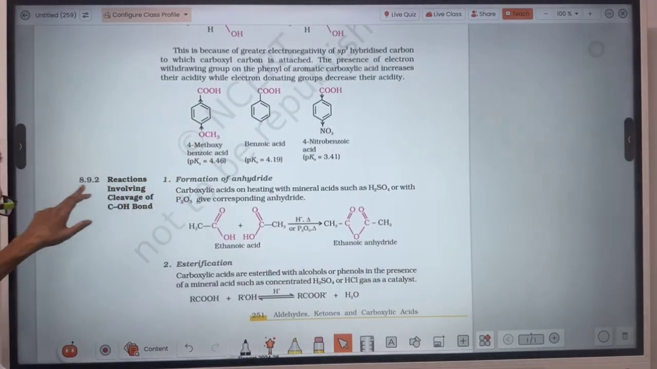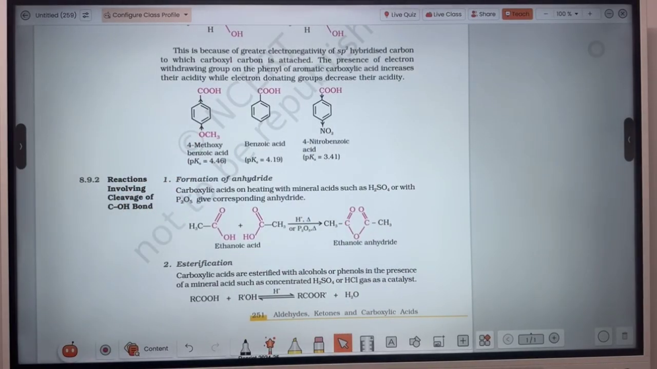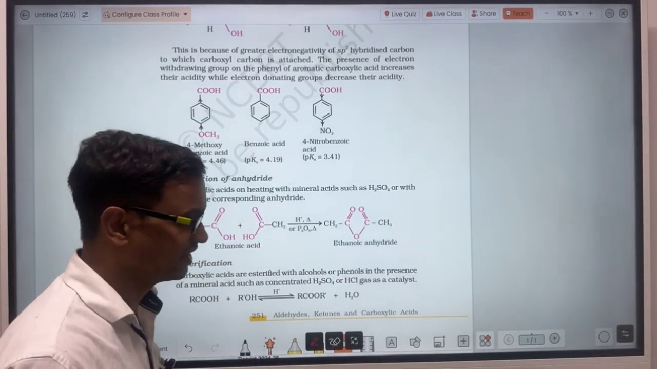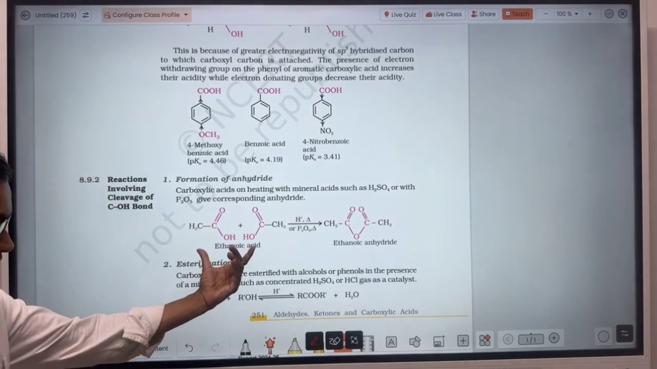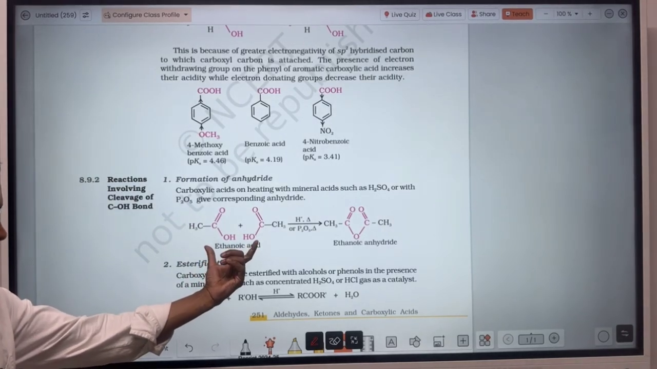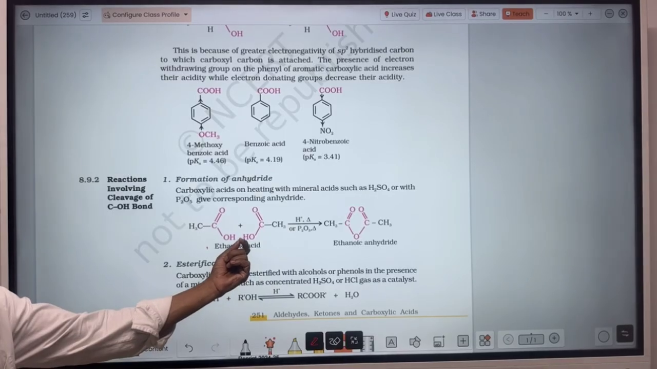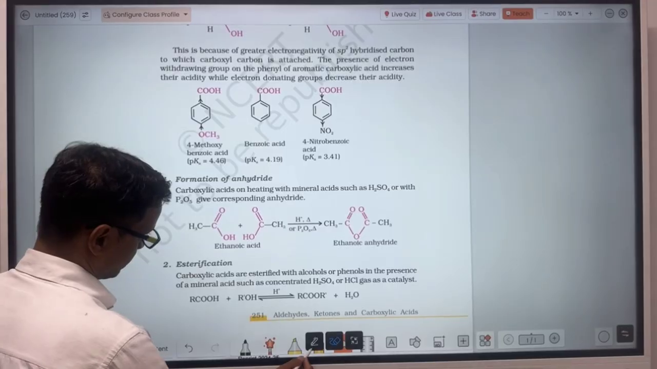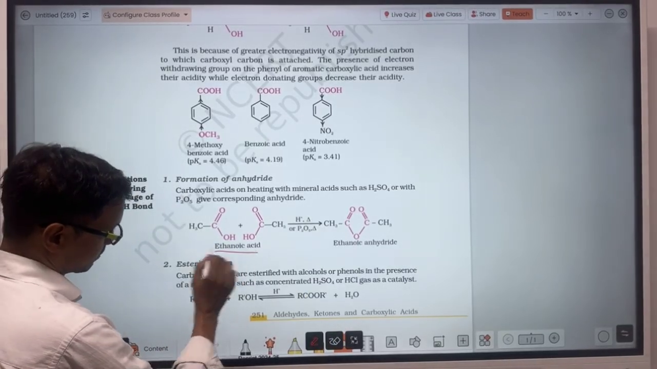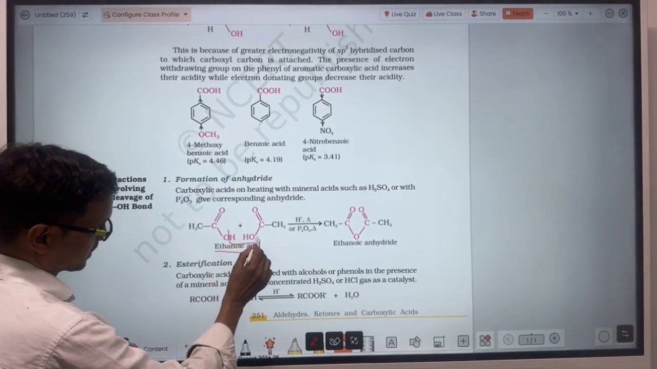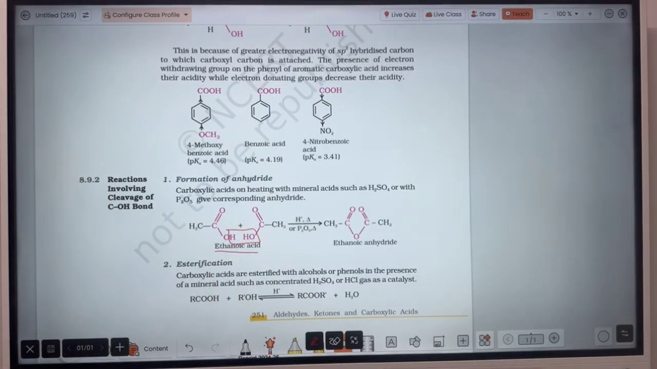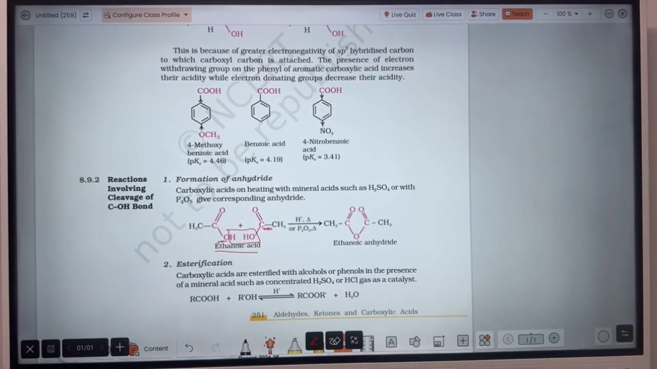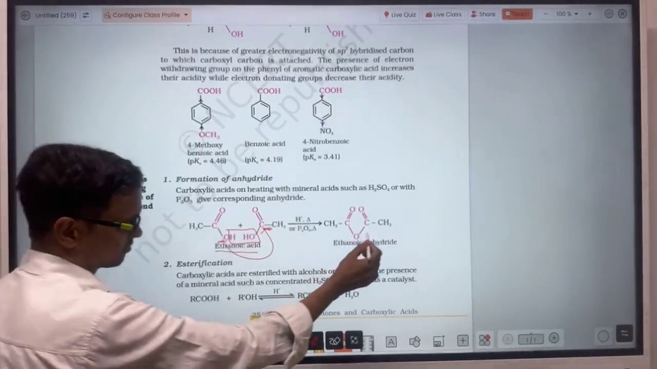Now here reactions involving cleavage of carbon OH bond. So first one is formation of anhydride. A number of times I was telling that when the two carboxylic acid molecules combine, and during that course water will release, there will be formation of acid anhydride. Let's see here. Hydrogen of one carboxylic acid will combine with another OH, form H2O. So valency of this carbon atom become destabilized, and that of this oxygen will become destabilized. So this oxygen will get bond to this carbon. That will form.